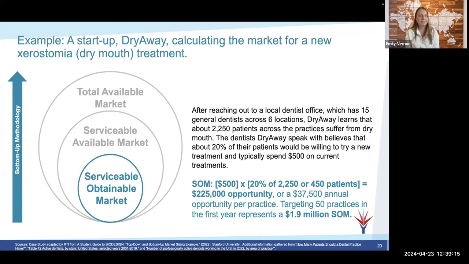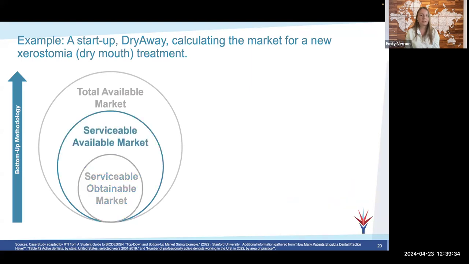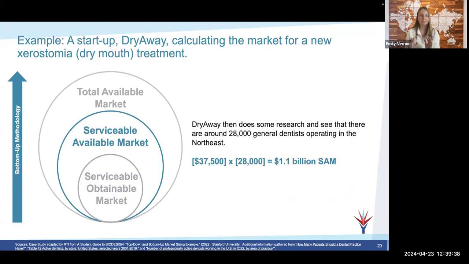Aren't you guys glad that we did the math for you? Because doing this on the fly would not be fun. Okay, so they've got a $1.9 million SOM, or serviceable obtainable market. They've gotten it directly from feedback from the local dentist office that they've spoken to. It's based in data, and then they're going to extrapolate for their SAM, their serviceable available market.